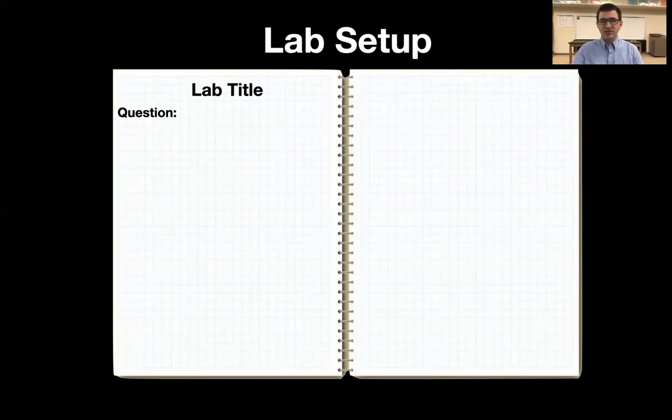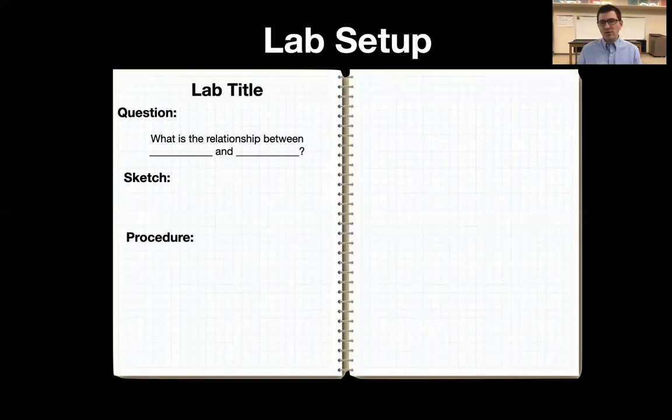So most of the questions in this class are going to take the form of what is the relationship between A and B? And then we're going to look at those two things and see if we can find a relationship between them. After that, we want to draw a sketch and we want to write a procedure. And this isn't for like a formal lab write-up. We're not submitting it to any review boards or anything. This is just so that we can remember roughly what we did. So a month from now or 4 months from now, when we're going back and looking at the labs to remember what we did, we will have a general sense of what we did in the lab.